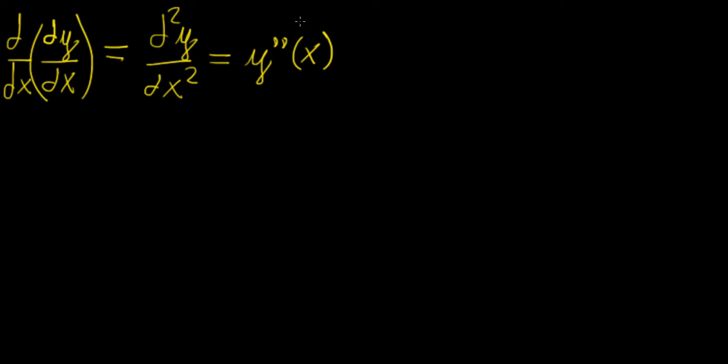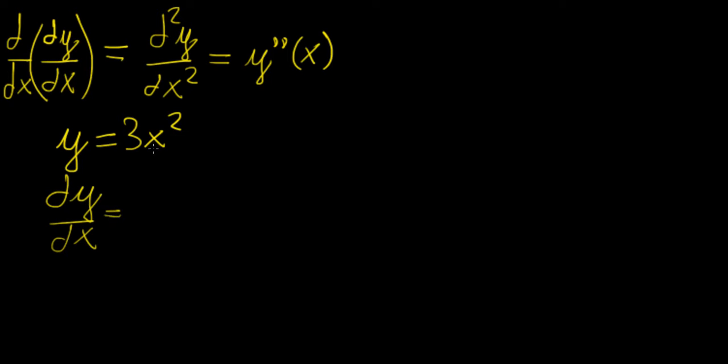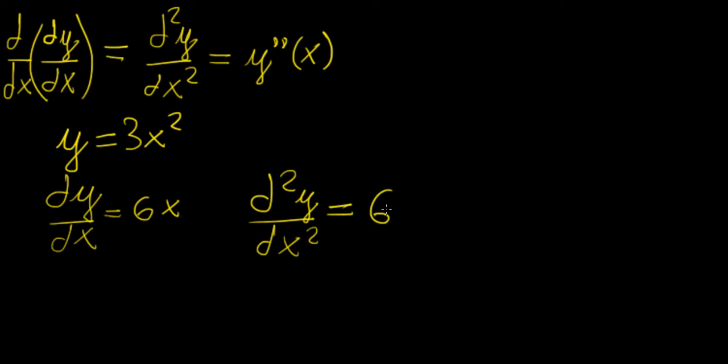So how can we find that? Well, let's say we have the function y equals 3x squared. Now the first derivative, dy/dx, is going to be 2 times 3, that's 6, times x to the power of 2 minus 1, that's 1. This is our first derivative. Now our second derivative is applied to the first one, so we differentiate this function of x. What's the derivative of this function? Well, it's just going to be 6.